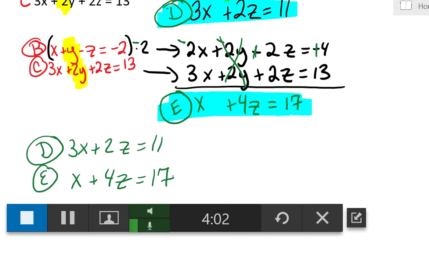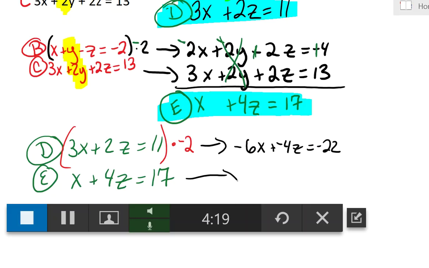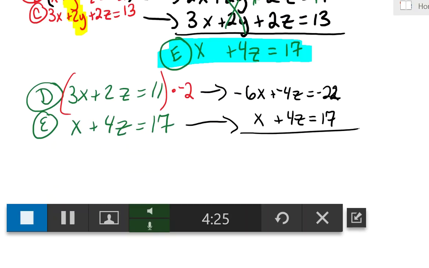Now, I'm going to choose to get rid of the z's, and I'm going to do that by multiplying the top one by -2. What that's going to give you is -6x plus -4z equals -22. And then I'm going to have x plus 4z equals 17. That's going to give you -5x equals -5, x equals 1.